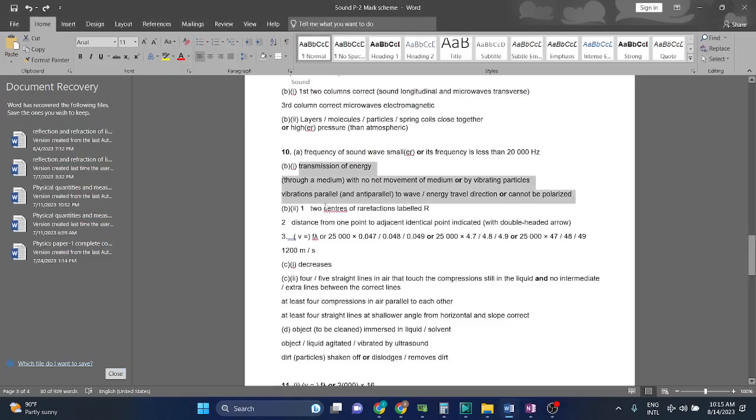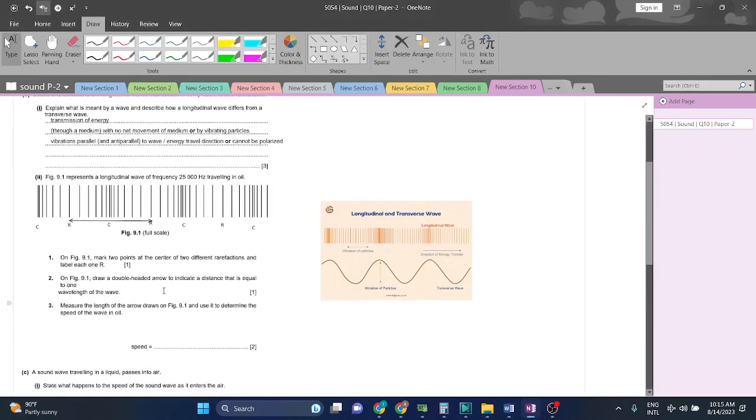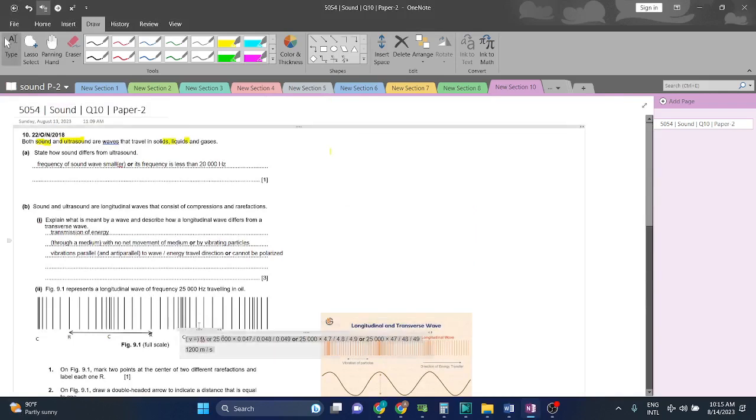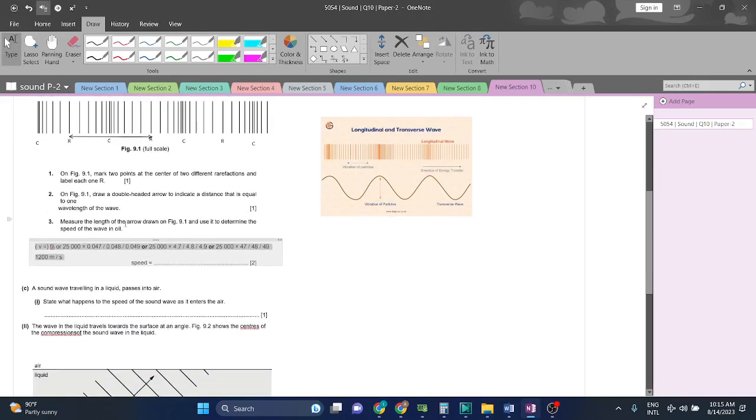I cannot physically make the scale. The scale को मैं use नहीं कर सकता, I don't have it. तो आपको मेरी बातों से गुजारा चलाना पड़ेगा. So this is the formula, I mean this is the working.